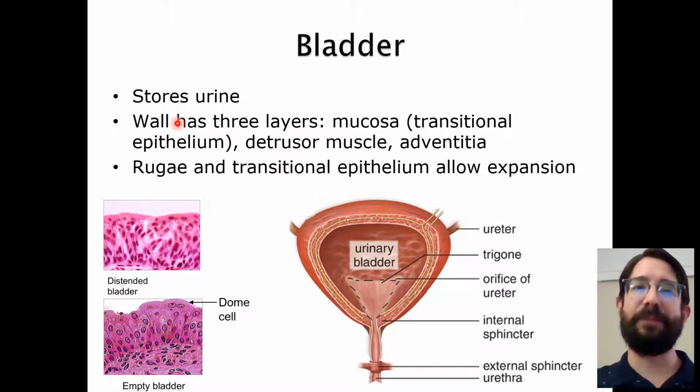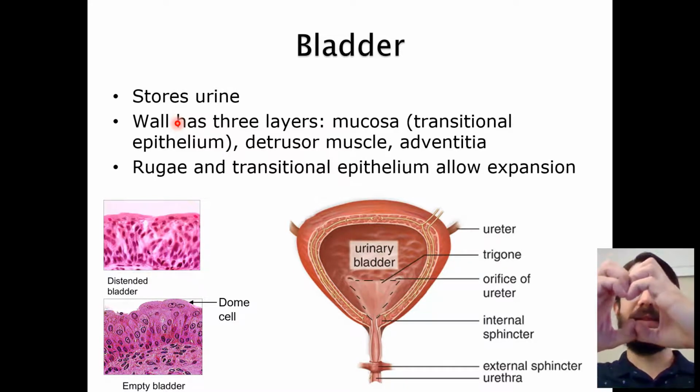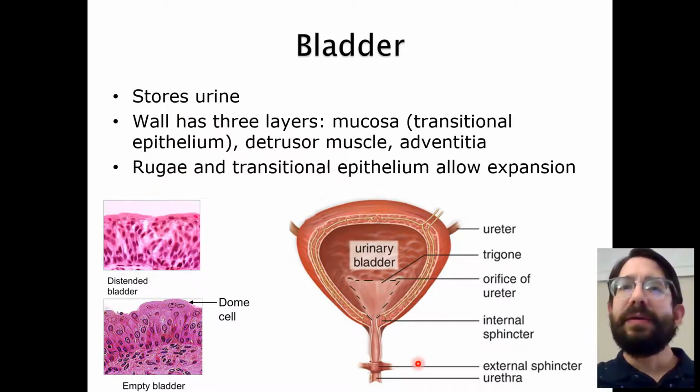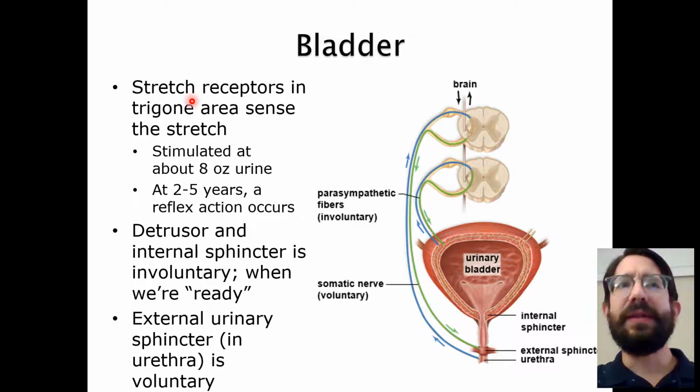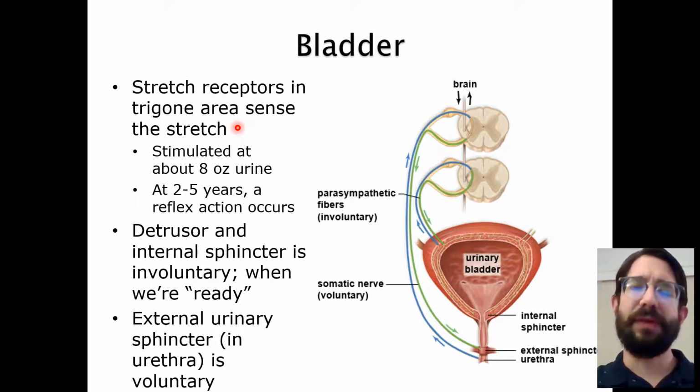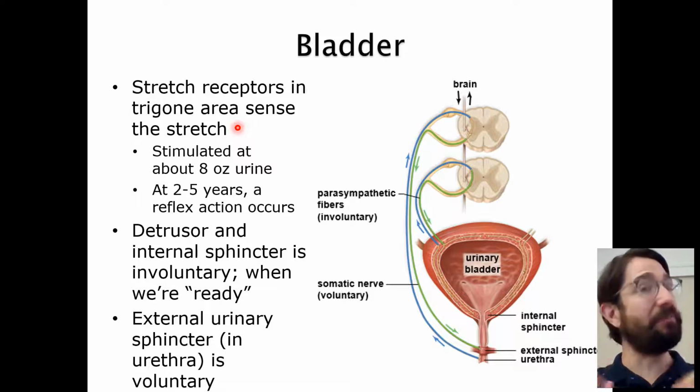the bladder during urination. We should also note, in order to expand, the bladder has rugae, just like the stomach had rugae. Those wrinkles or folds that are kind of like this when the bladder is empty, and as it starts to fill, things get smoother and the rugae go away. Note also this triangular shape here that's called the trigone, because we'll talk about that here, that the trigone has stretch receptors. And so at about 8 ounces of urine, those stretch receptors will send a signal to the brain that the bladder can be emptied.